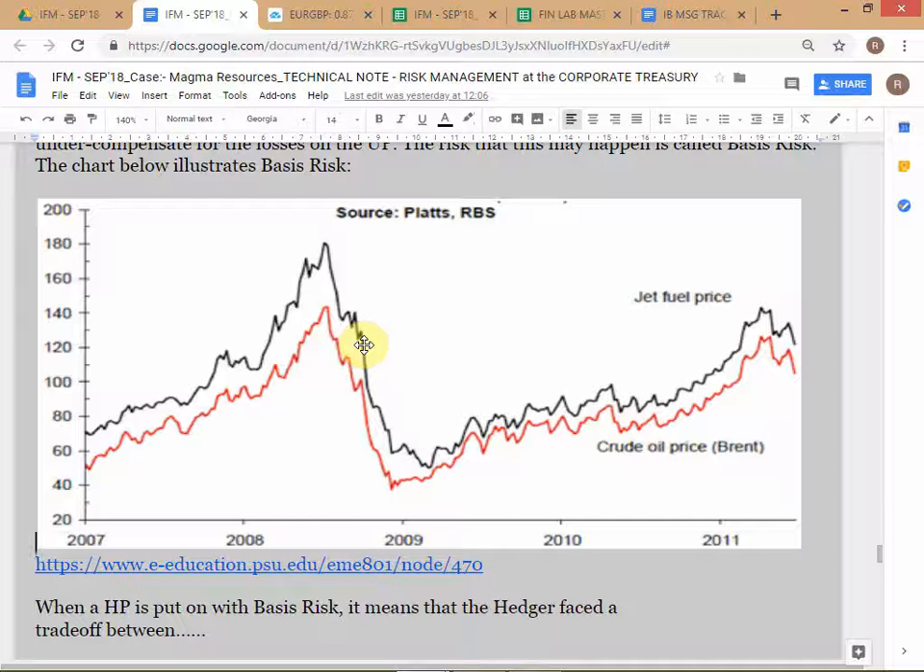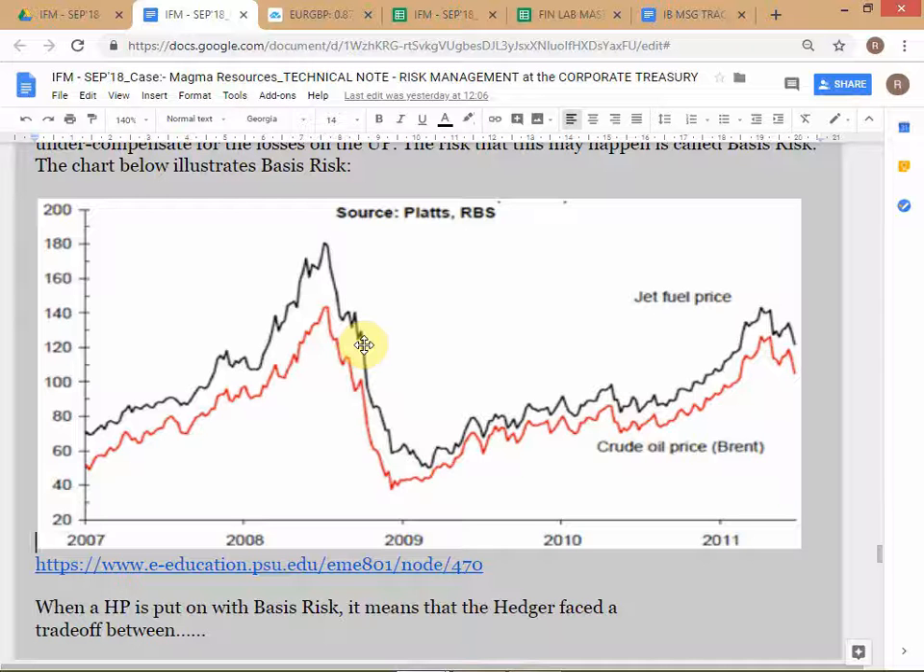Can you see that? Like in late 2009, the spread became very narrow as compared to, let's say, the middle of 2008. Compared to the middle of 2008, the spread is much narrower in late 2009. So the spread also is not constant. It is moving, but it's moving much less than the outright price of either crude oil or jet fuel. Okay, that's the idea. So they still have some risk.